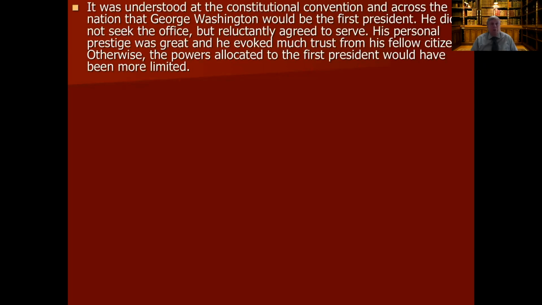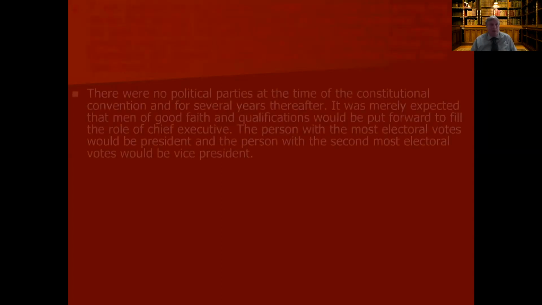It was understood at the Constitutional Convention and across the whole nation that George Washington would be the first president. He did not seek the office, but he reluctantly agreed to serve. He had a lot of prestige, and he evoked a lot of trust from his fellow citizens. Otherwise, the powers allocated to the first president would likely have been a lot more limited.